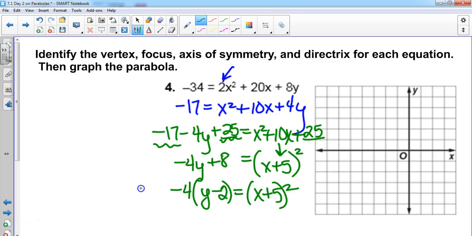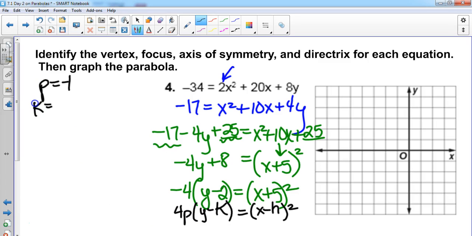Okay. Someone explain to Gannon how you know which one's H and which one's K. H is always the one with X, and K is always the one with Y. All right, so you write out 4p times y minus k equals x minus h squared. If you need to, write that right underneath there so that you see it line up. P is negative 1, k is positive 2, h is negative 5, and then you can find everything you need.